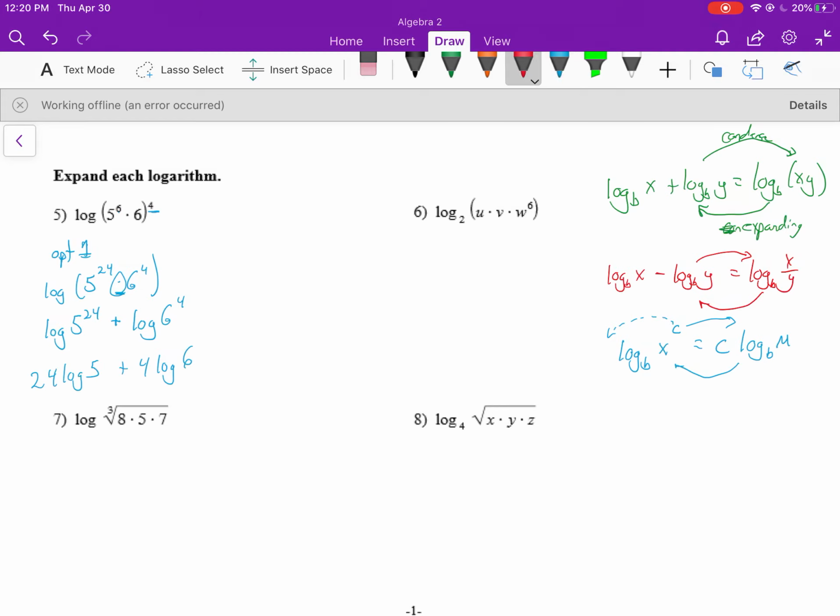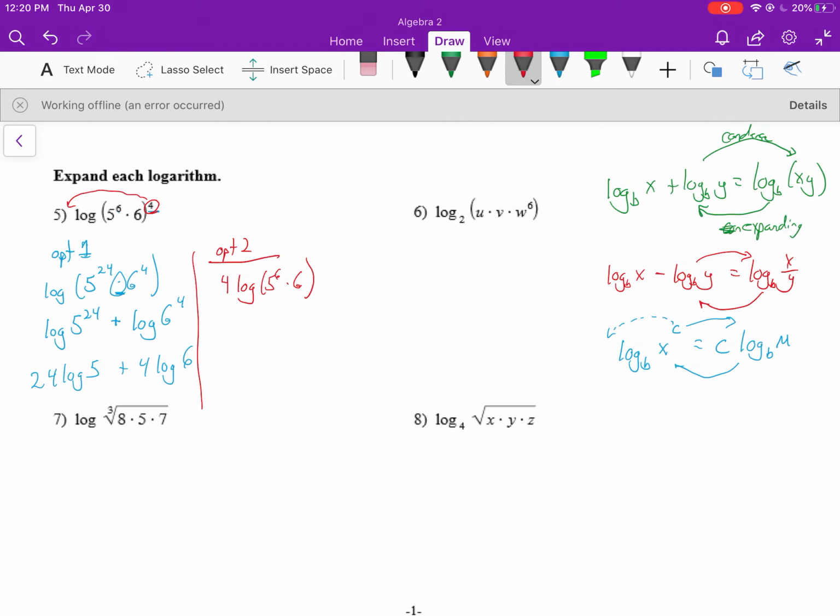Option 2 would be to go ahead and use our rules of logarithms. So for a rule of logarithm, this could actually come out front first. So we would have 4 times the log of 5 to the 6th times 6.